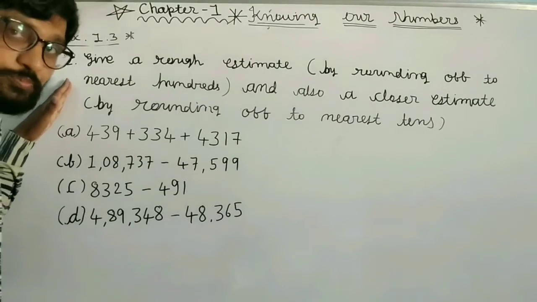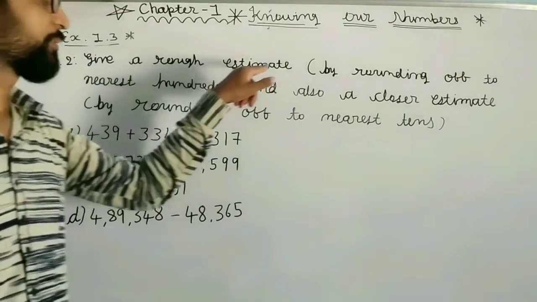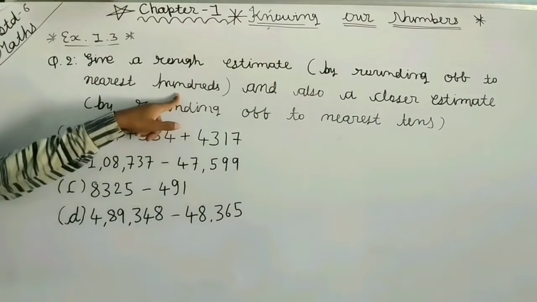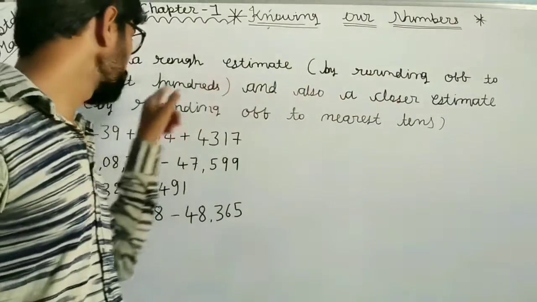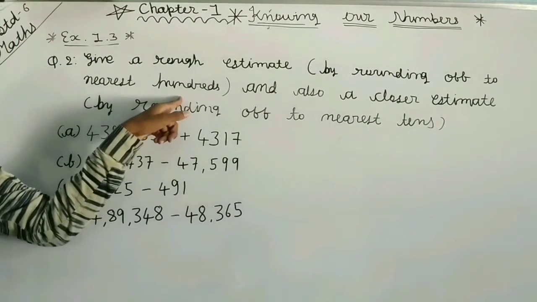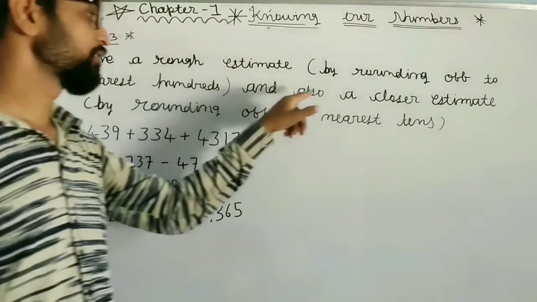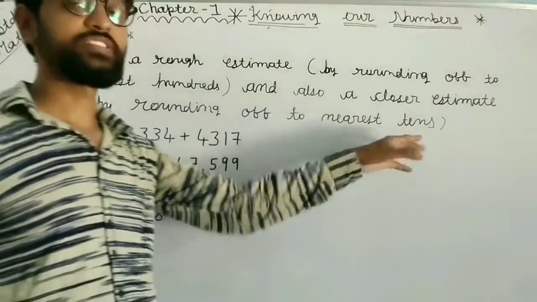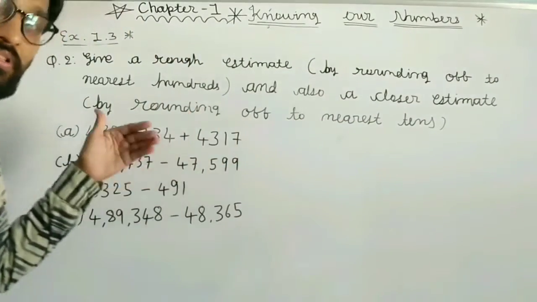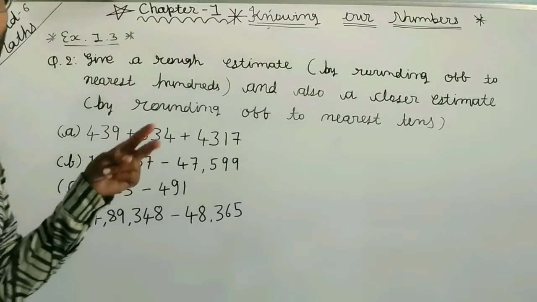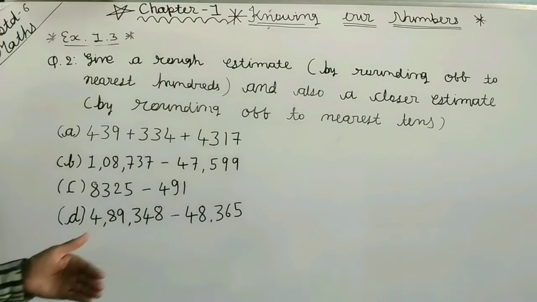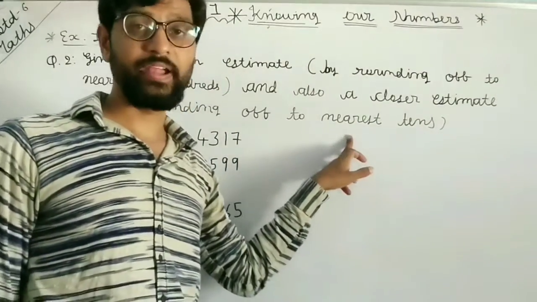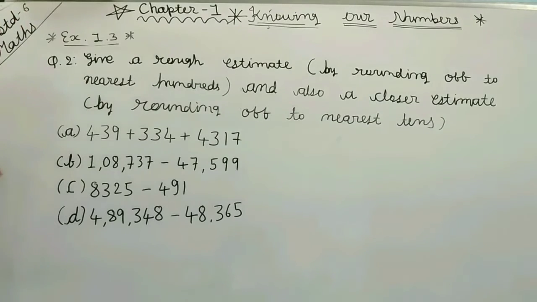Now in question number 2, give a rough estimate by rounding off to the nearest 100. See here, the instruction clearly says rounding off to the nearest 100, not in general. And also a closer estimate by rounding off to the nearest tens. Means here we have to do the sum with two rounded numbers, the first one nearest to 100 and the second one nearest to tens. So one sum we have to do two times.